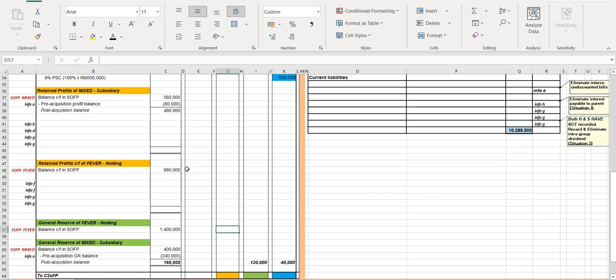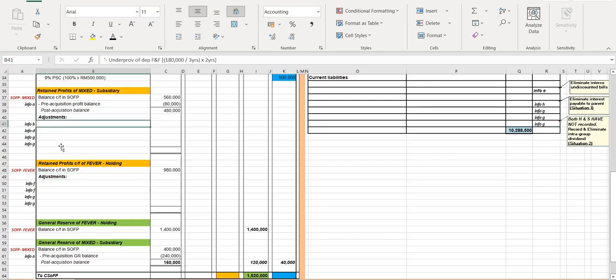Same goes for the parent. There are no adjustment for the general reserve. The general reserve of the group is the balance in the parent plus the post-acquisition share of general reserve in the subsidiary of 120,000. So you are actually done with the general reserve. So you can focus on doing the easy part first, so that you can accumulate marks. So now we're going to do the adjustment during the post-acquisition period.